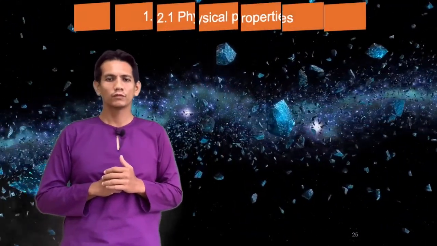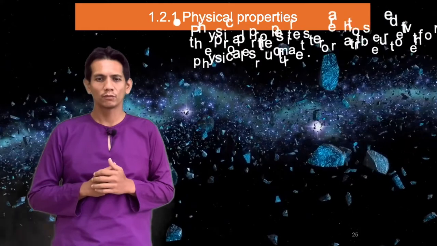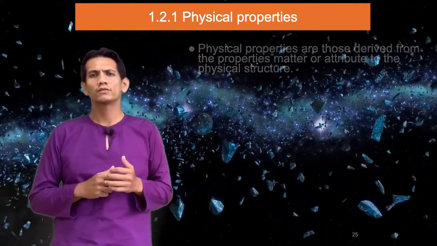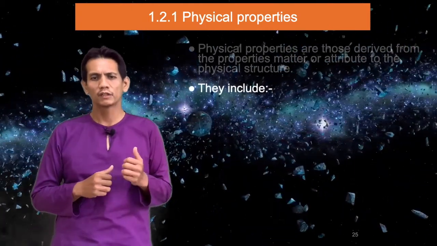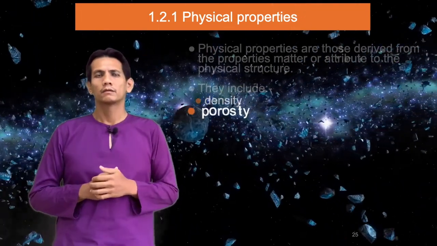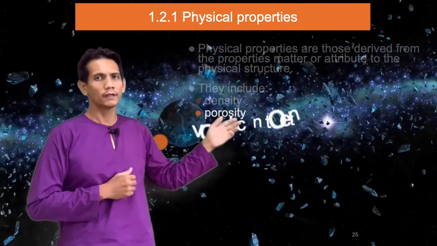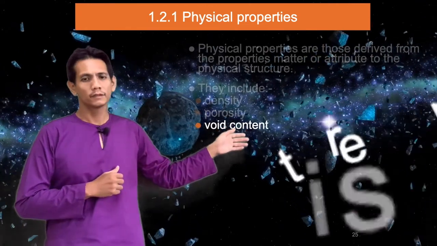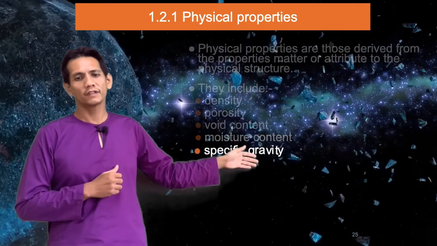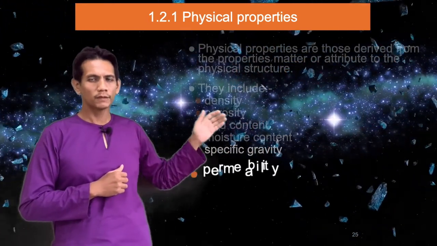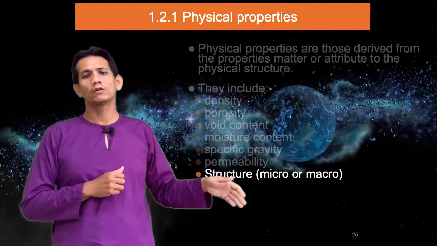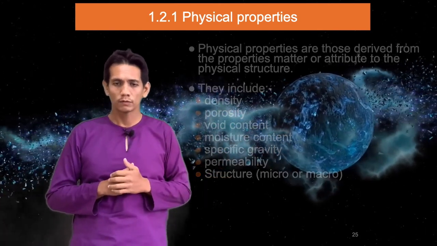So we look at the first one, physical properties. What are the physical properties? Physical properties are those derived from the properties, matter, or attributes of the physical structure, which include density, porosity, then we have void content, moisture content, specific gravity, permeability, structure, whether it is micro or macro.